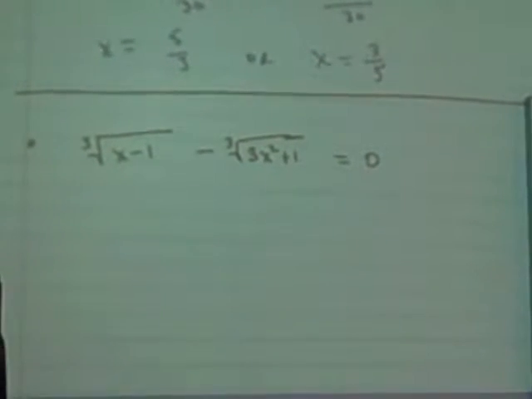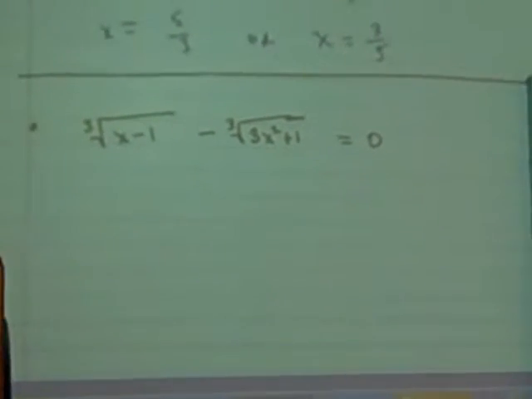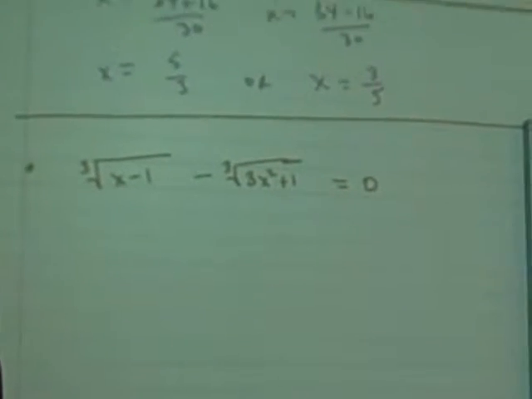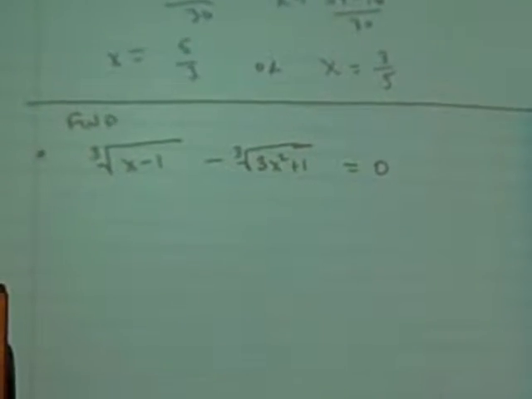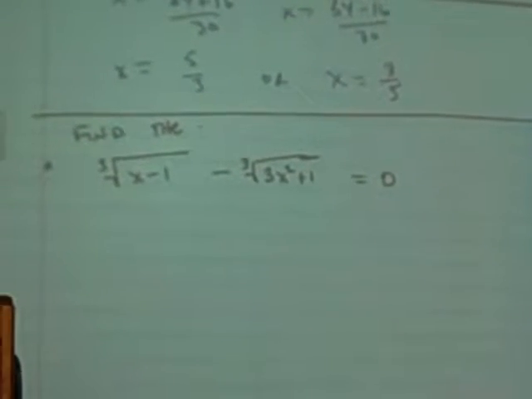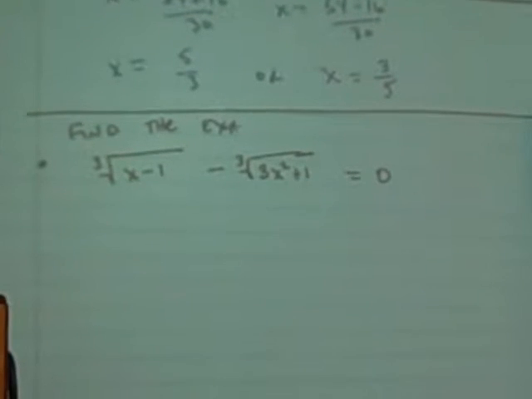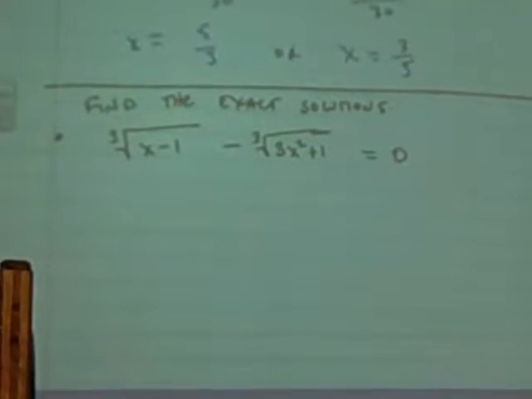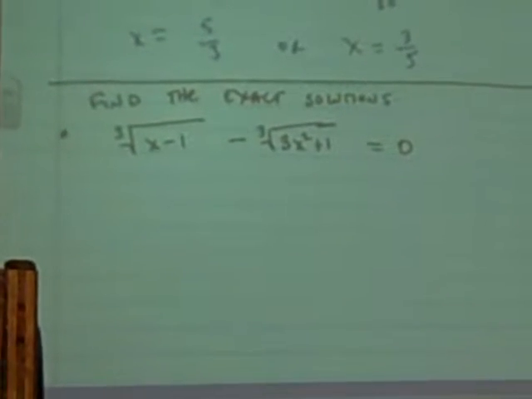Okay, help me out here. Let's find the exact solution. How about that? Do the square roots cancel? These aren't square roots anymore, right? These are cube roots, right? Now if they were square roots, it would work the same way almost. Let's find the exact solution to this. But what do we have to do first here? What would you do?